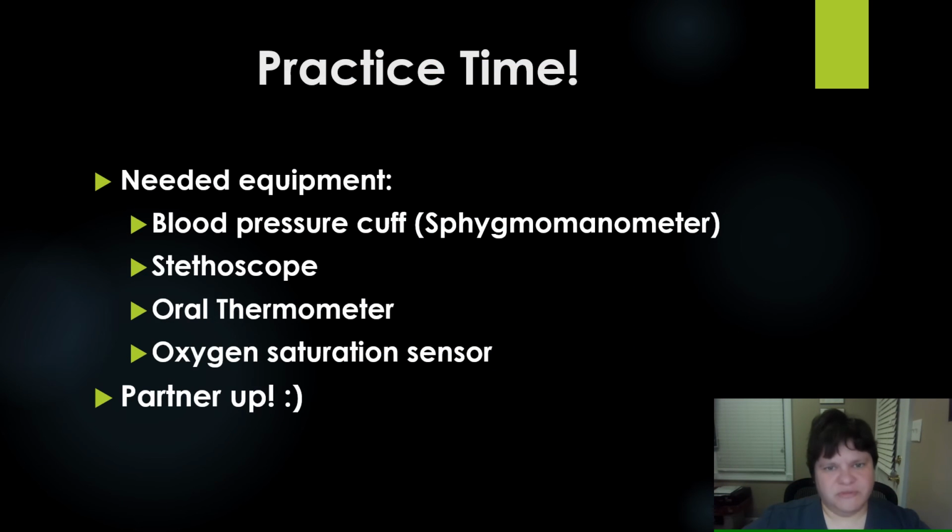And now we're going to do some practicing. Everybody, you should gather your blood pressure cuff and your stethoscope. You should have an oral thermometer, meaning it is not a red-tipped thermometer. Your oxygen sensor. Grab a partner, and let's get started. If you would please also pass your sheets up so it can be collected and graded afterwards. Thank you.